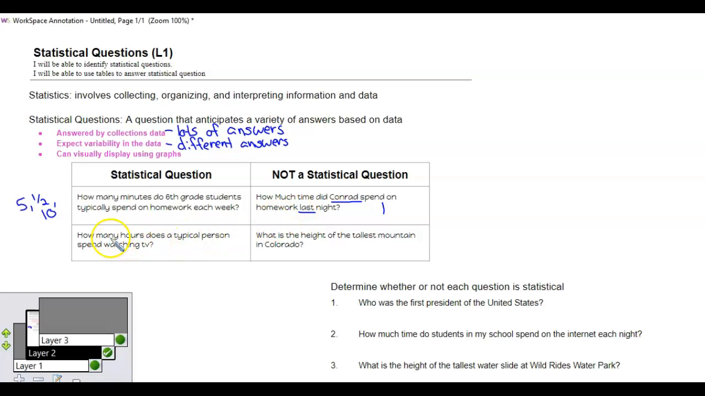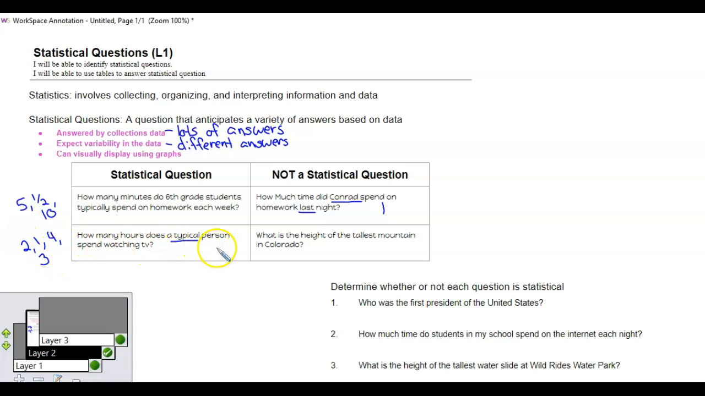How many hours does a typical person spend watching TV? A lot of times typical is a big keyword there. If I'm asking someone in the junior high, they might say 2 hours. If I ask a little kid, they might say 1 hour. If I ask an adult, they might say 4 hours. And maybe another student said 3. So notice just right there, my made up people, I have lots of different answers and I can ask lots of different people.